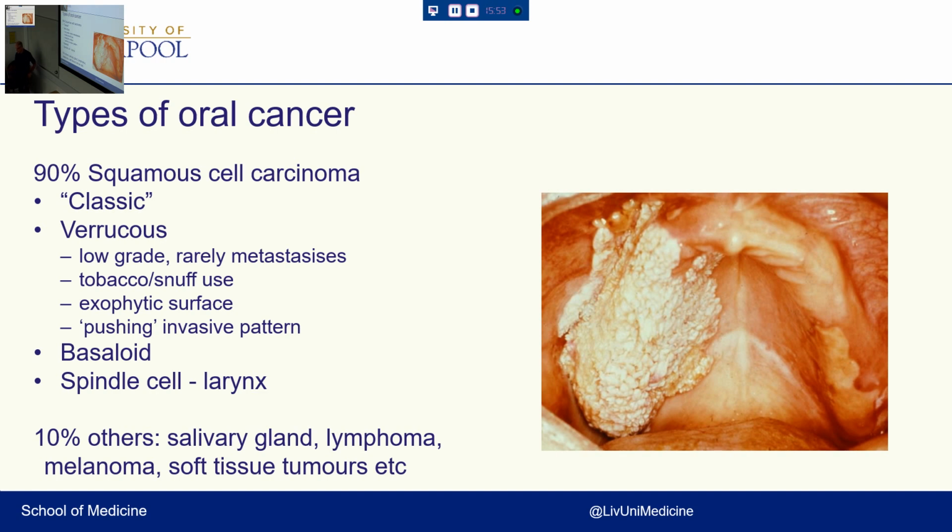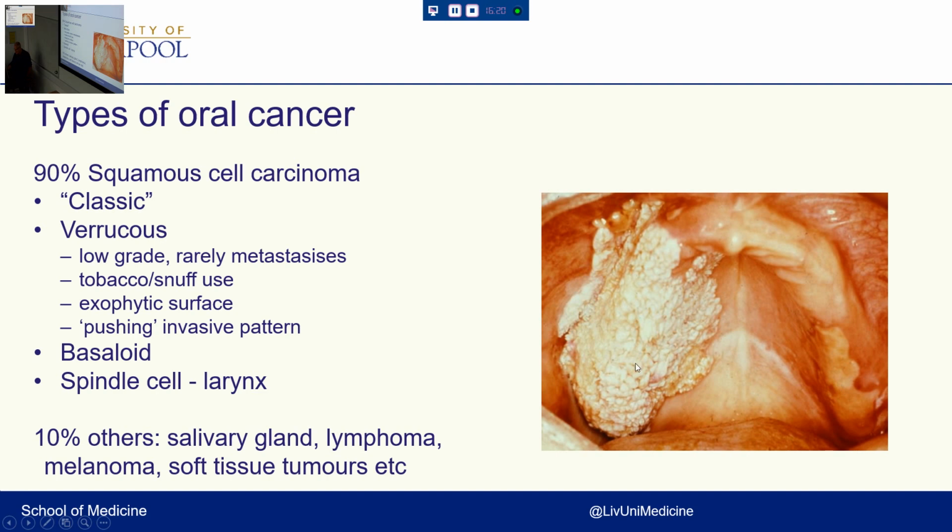The vast majority of them in terms of their pathology are squamous cell carcinomas, the classic type. Virtually all of them are that. But there are some other types. On the picture here we have what we term a verrucous carcinoma. It looks like the patient's got a kind of creamy white carpet over all the roof of their mouth, and it almost feels like it's got little hairs when you run your finger over it. It's quite a freaky thing to experience clinically.